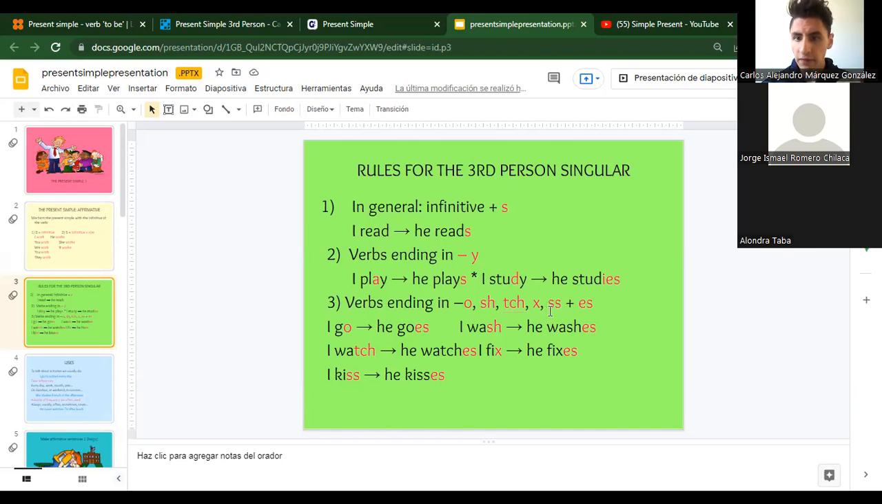And when we have a verb that finishes with two letter S, we also add ES, okay? For example, kiss, he kisses, okay?